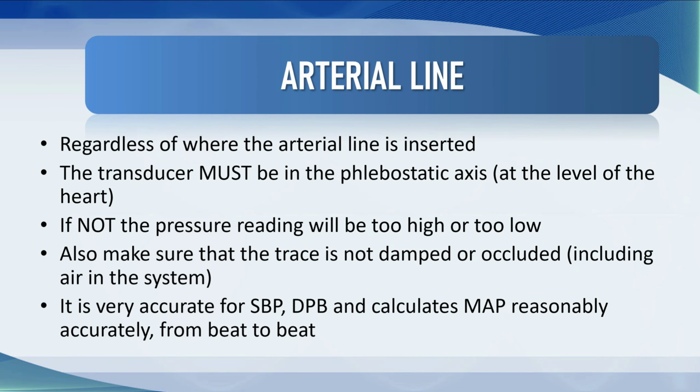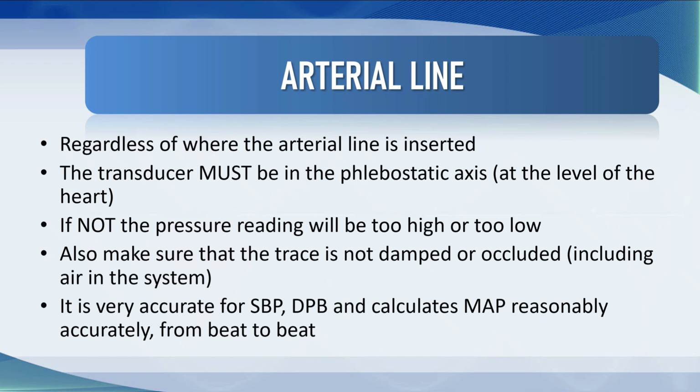So in summary, regardless of where the arterial line is inserted, the transducer must be in the phlebostatic axis. So if it's in the back of the foot, if it's in the femoral artery, if it's in the radial artery, regardless of where that limb is, you've got to leave the transducer at the level of the right atrium. You have to ensure that the waveform is not damped or the line is not occluded with air or blood clots.